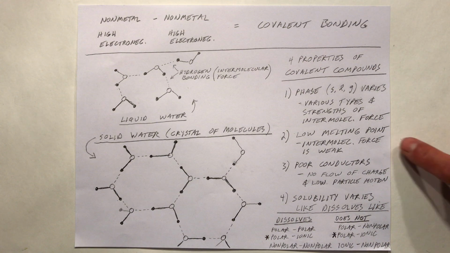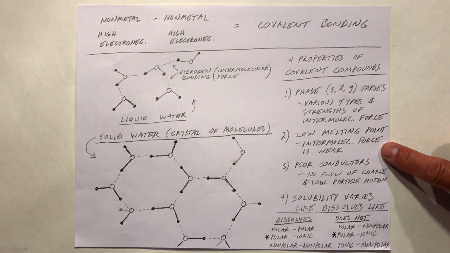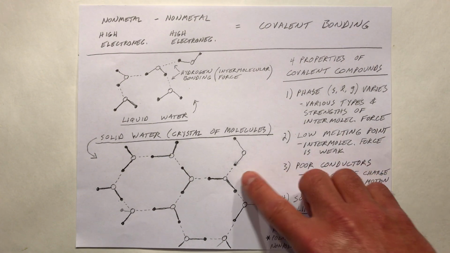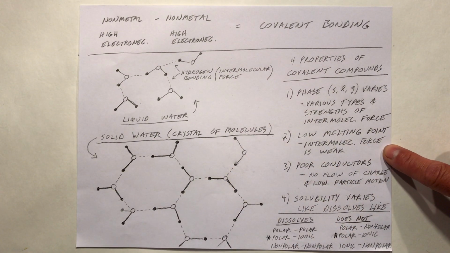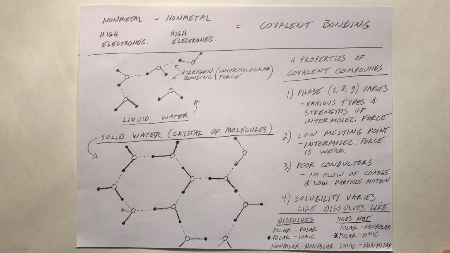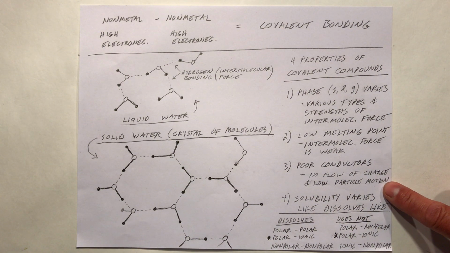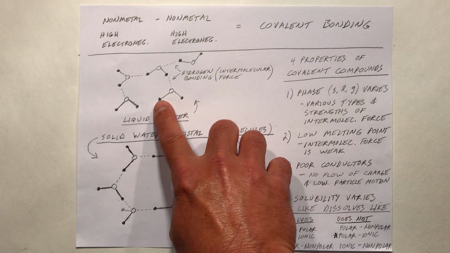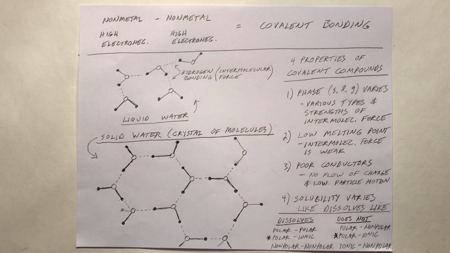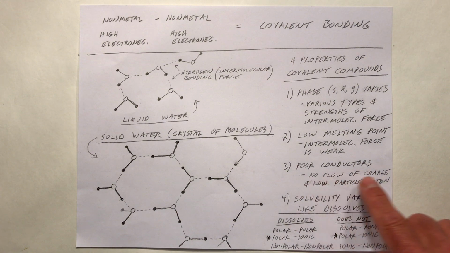The second property is that covalent compounds have relatively low melting point. That's because the intermolecular force between these molecules is relatively weak. The third property is that we see covalent compounds are typically poor conductors. When we consider electricity, if we do separate these particles from each other, they're neutrally charged molecules. And if the particles are neutral, there would be no flow of charge.